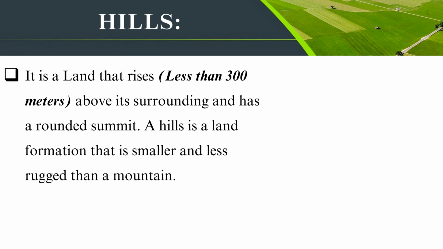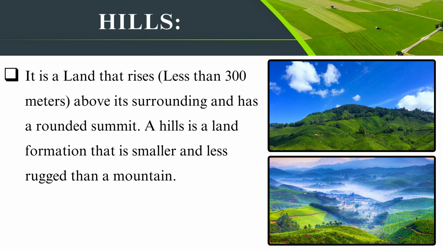Hills. A hill is land that rises less than 300 meters above its surroundings and has a rounded summit. A hill is a land formation that is smaller and less rugged than a mountain.